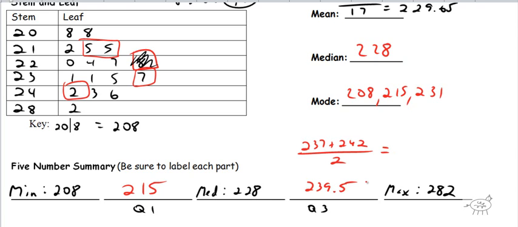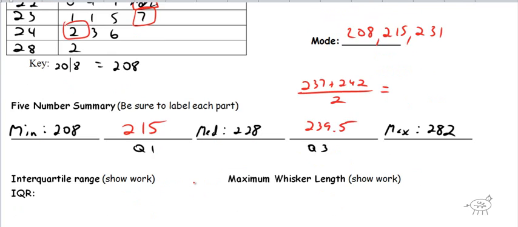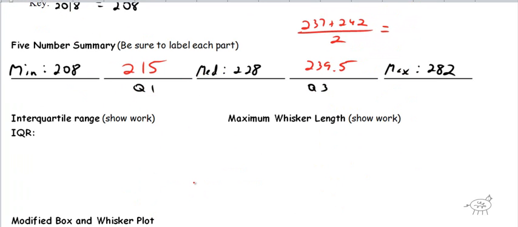Okay, so there we go. We got our minimum, Q1, median, Q2, and Q3, and max. That's our 5-number summary. Very important that you know how to do that. Okay, IQR. Literally, IQR is just Q3 minus Q1. That's all it is, the difference between the quartiles. So it's 239.5 minus 215, which gives us 24.5.